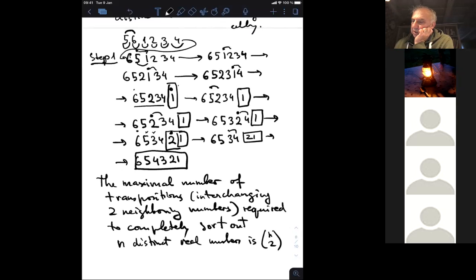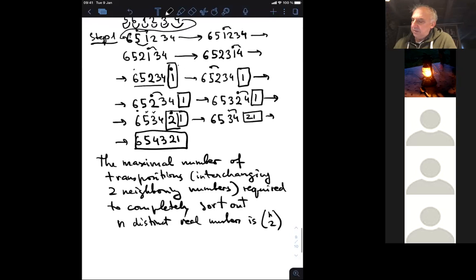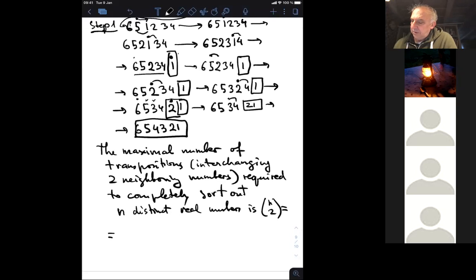And why is that? So if we start with the first number, then we can maximally switch it 1, 2, 3, n minus 1 times. Yes, so which is 1 plus 2 plus 3 plus up to n minus 1. And this sum is the first plus the last, times the number of entries, and 1/2, yes.